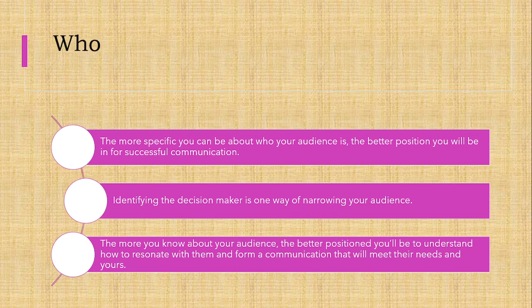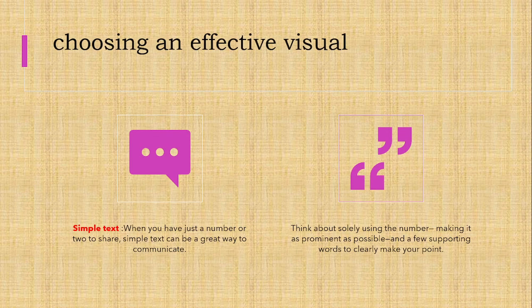Identifying the decision maker is one way of narrowing your audience, and it can also help you become more efficient in communication. The more you know about your audience, the better positioned you are to resonate with them and form a communication that meets their needs and yours. So this is the explanation of who, and with that I'm done with understanding the context.